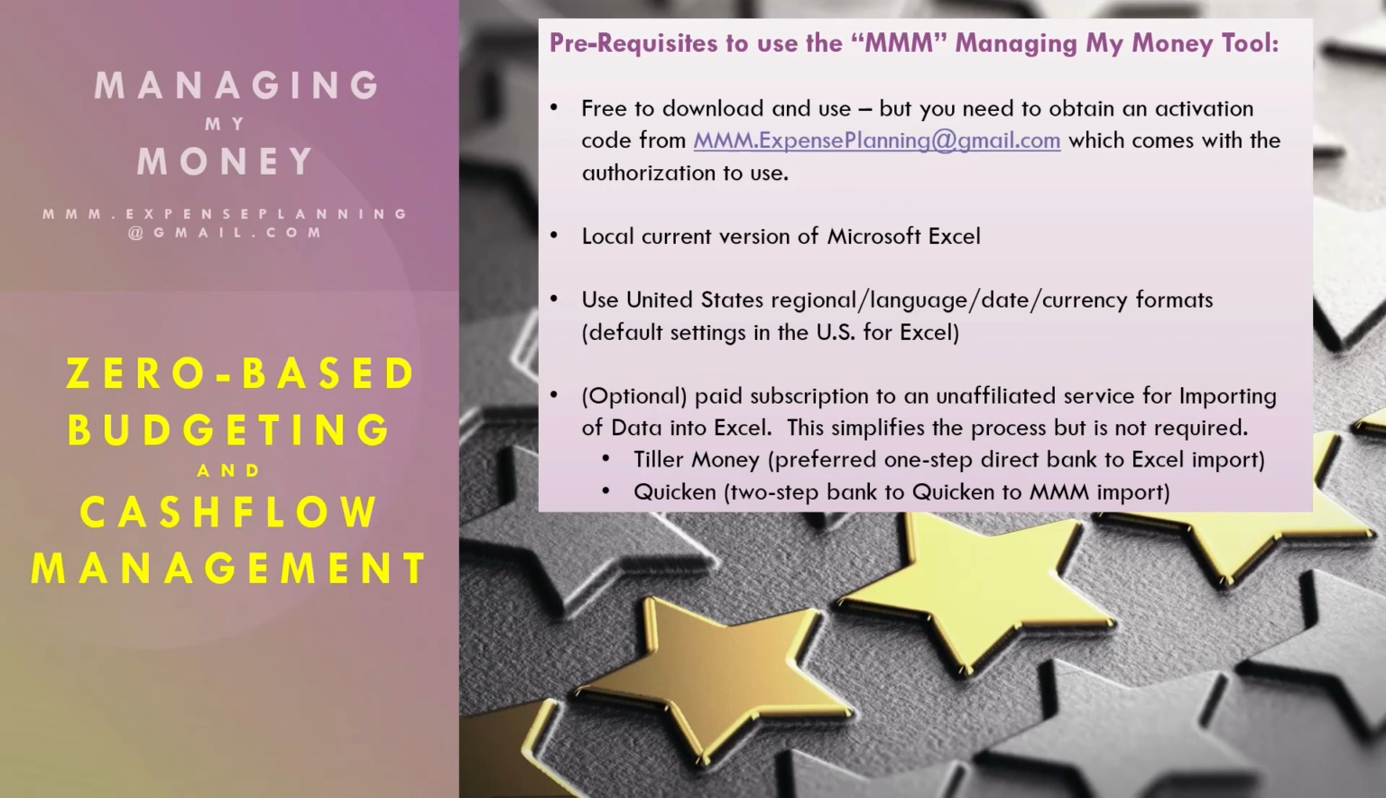And as mentioned before, although this is a free tool that I'm making available, if you desire to have data imported from your bank or credit card companies, then that requires an optional paid subscription to an unaffiliated service, one of two, to get that data into Excel, into this tool in a simple manner. The preferred way, in my mind, is Tiller Money, as it's a one-step direct bank to Excel import. Another option is Quicken. If you have Quicken, they provide a mechanism for importing data from your bank into Quicken, and then this tool provides a mechanism to pull that data out of Quicken and into the MMM transaction screen. I hope you found value in this video, and thank you for watching.